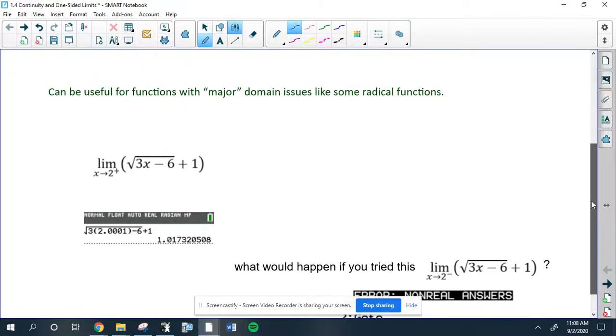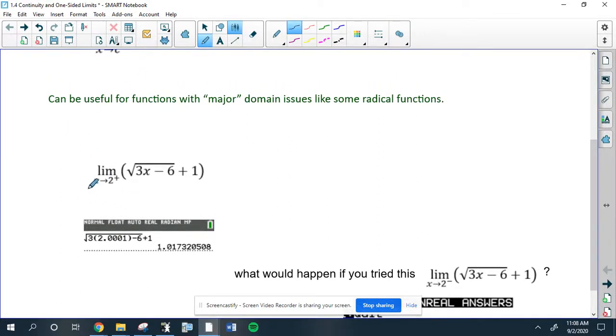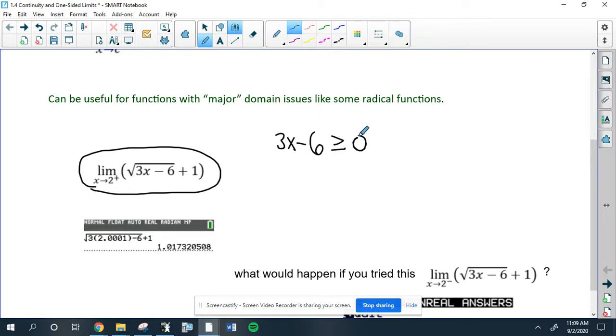And what I mean is this. If you have this limit of this radical function, because you can't take the square root of a negative number, meaning you're trying to take the square root of 3x minus 6. For that square root to even be existent, it would have to be greater than or equal to 0, because you can only take the square root of a positive or a 0 number. So if you solve that quickly, the domain of that function is x is greater than or equal to 2.